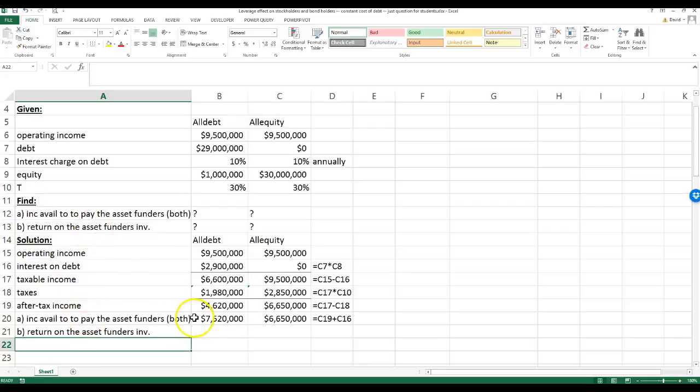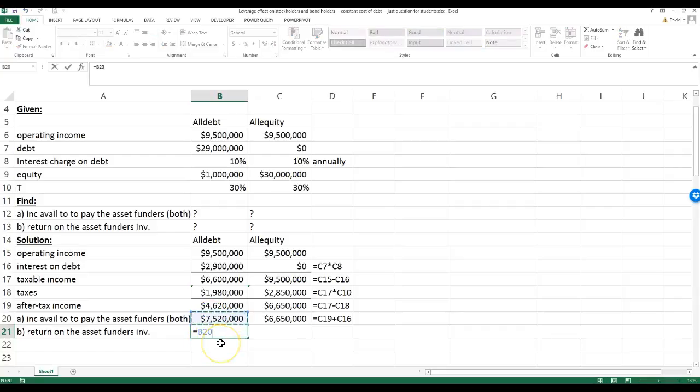The return to the asset funder is both, and now they're saying both to the debt and the equity holder, right? So this is a little bit different calculation. It's not like return on assets. The return on assets is mainly just to the equity holder, right? But anyway, what we have to do is divide how much both the debt holders and the equity holders are getting by our assets. Our assets are going to be, in parentheses, this plus this.